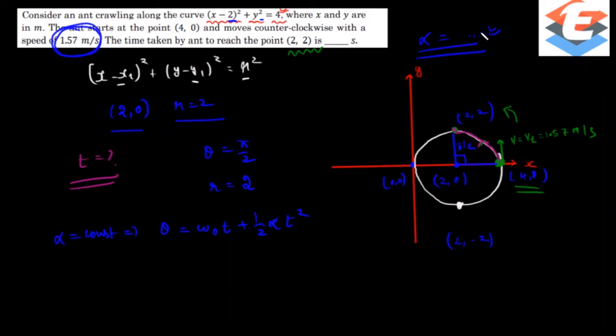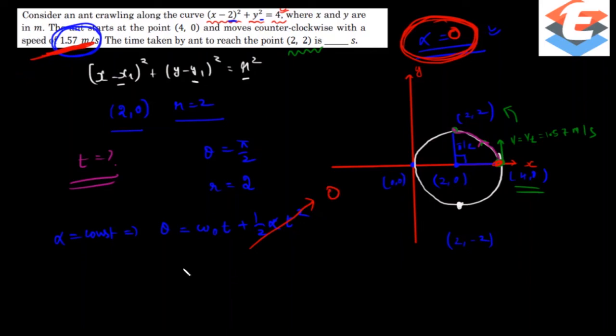Acceleration is 0. I'm very sorry. They didn't say anything about acceleration, right? They didn't say that it is accelerating. They said that the ant is moving, just moving with the speed 1.57 meter per second, starting from this point. They didn't mention that it is accelerating, that the velocity is increasing, or that velocity is decreasing. So obviously it is not accelerating or decelerating. It is just traveling with the same velocity, 1.57 meter per second. So which means alpha will be 0.